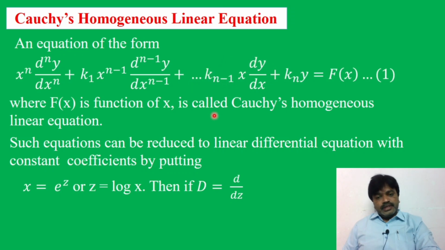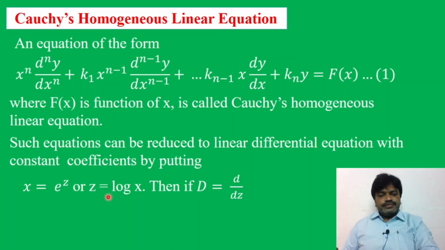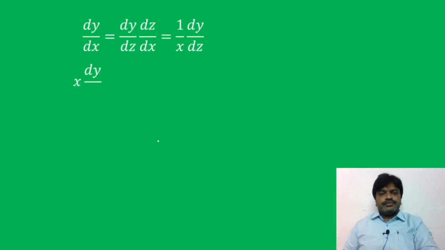Later, x² d²y/dx². Because whenever we solve the problems, we have forms like x² d²y/dx² or x³ d³y/dx³. Okay, friends, let us see. dy/dx = dy/dz · dz/dx, friends. Now if you observe here, the value of dz/dx is 1/x.